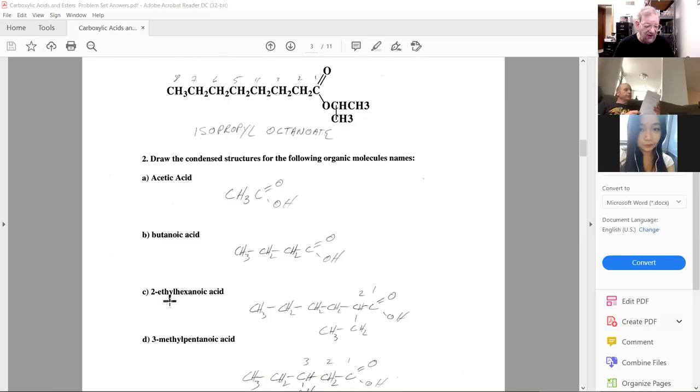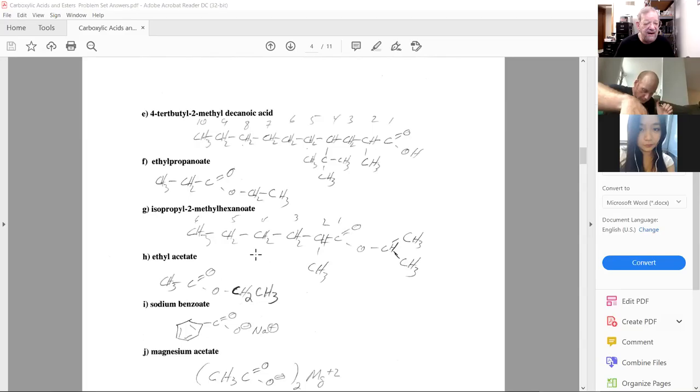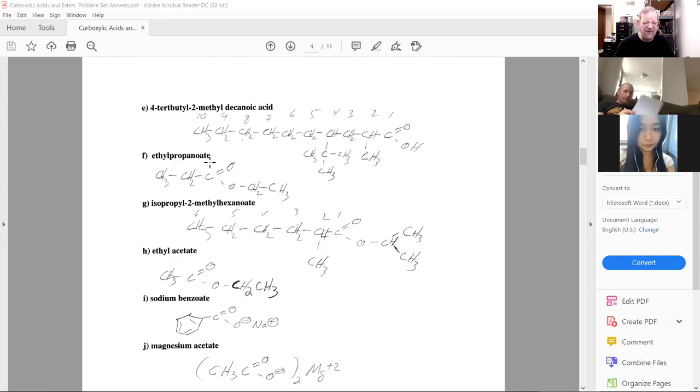All right. Now, how do you determine what to draw? Start at the right, move left. OIC acid, carboxylic acid. If it were an E, hexane, 6 carbons. On carbon 2 is an ethyl group. And I write my carboxylic acids on the right. You can start on the left, but I don't.